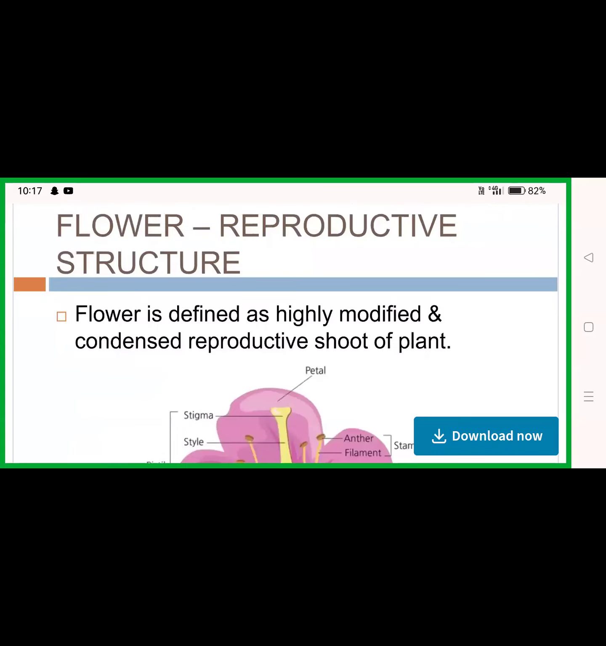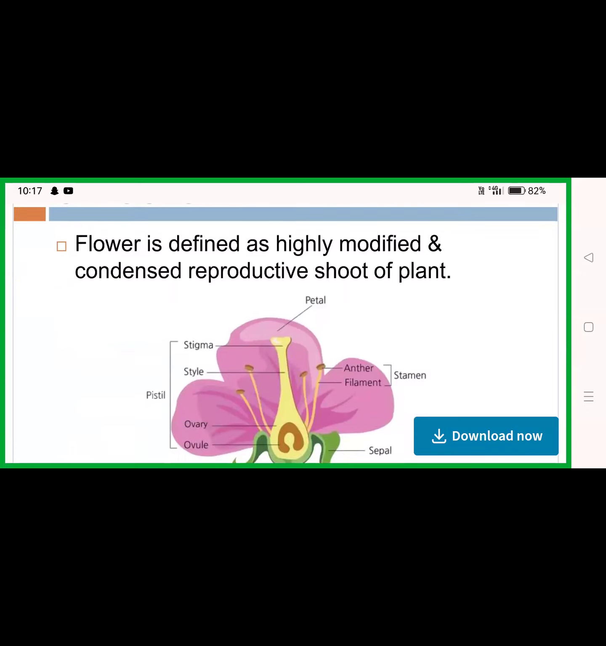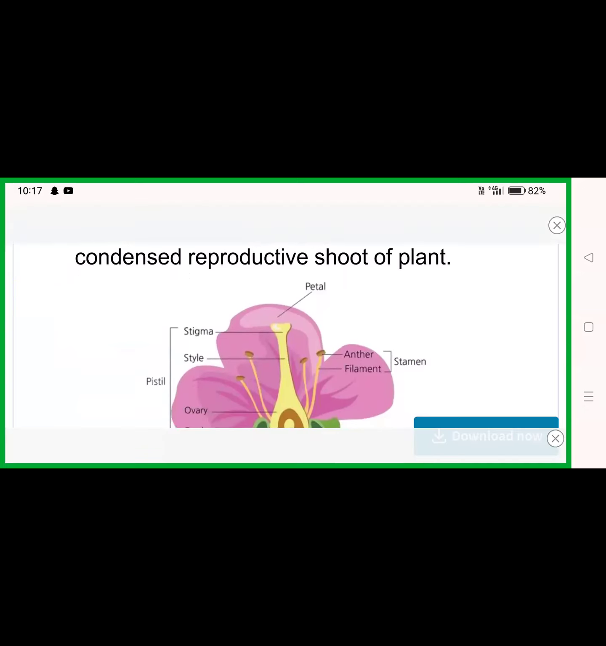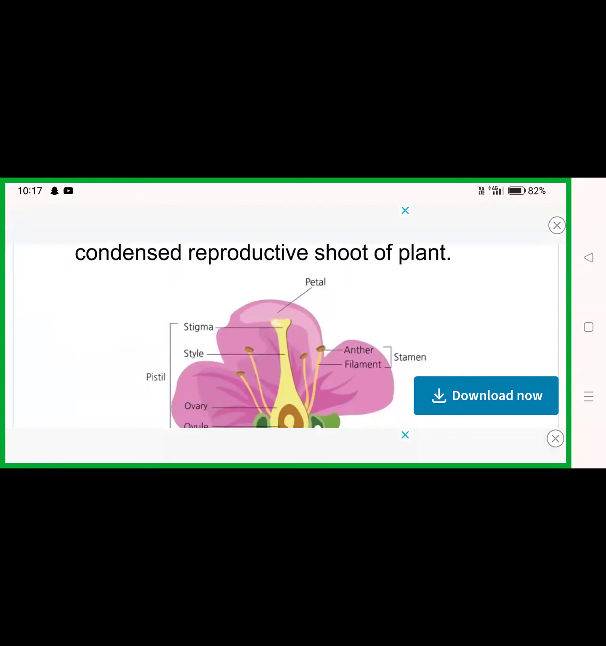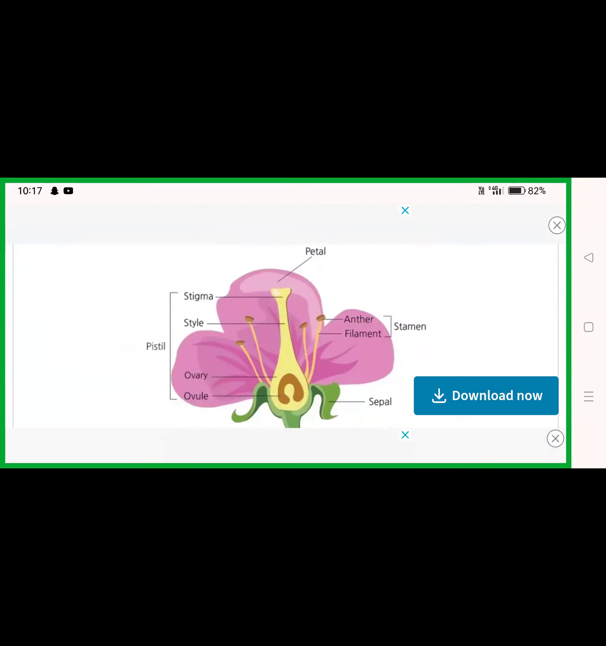Coming to the flower. First, the flower is defined as a highly modified and condensed reproductive shoot of plant. First, I would like to explain about calyx. This is the outermost whorl of a complete flower. Its individual member is called sepal.